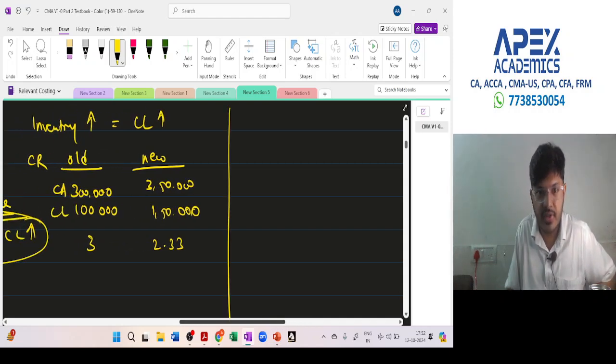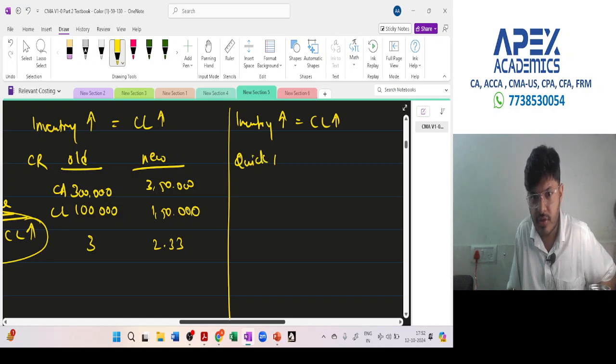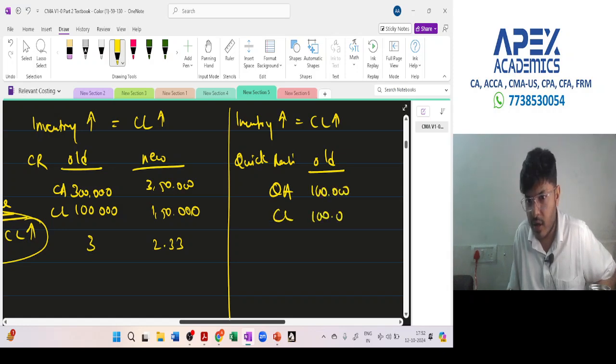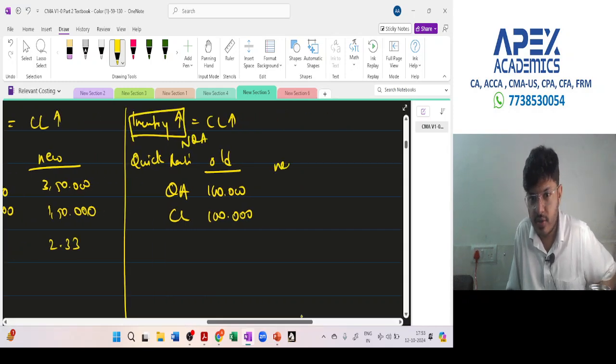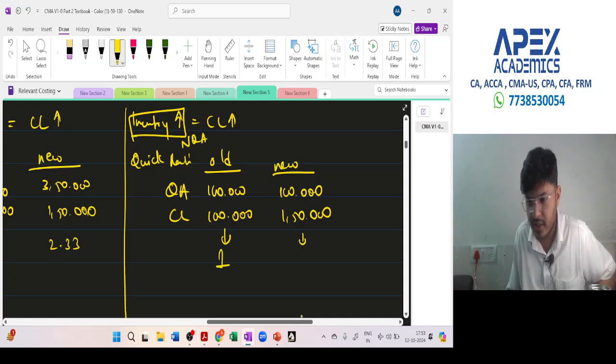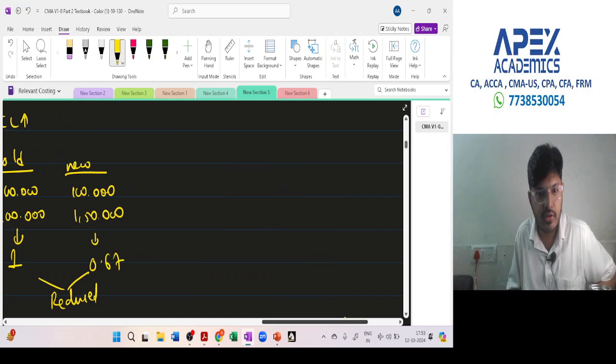Now here, in the next one, inventory is increasing and current liability is increasing. Friends, for my quick ratio, my old quick assets were 1 lakh and my old current liabilities were 1 lakh. But friends, please understand, inventory is a non-quick asset. So in the new case also, my quick assets will continue to be 1 lakh, but my current liabilities now have become 1 lakh 50,000. My old ratio was 1. My new ratio will become 100 divided by 150, which is equal to 0.67. So what has happened to this ratio? Sir, it has reduced.